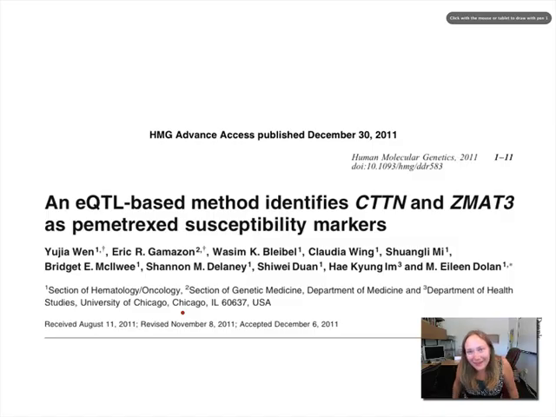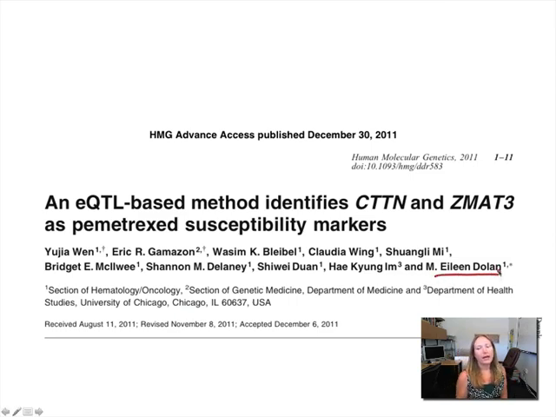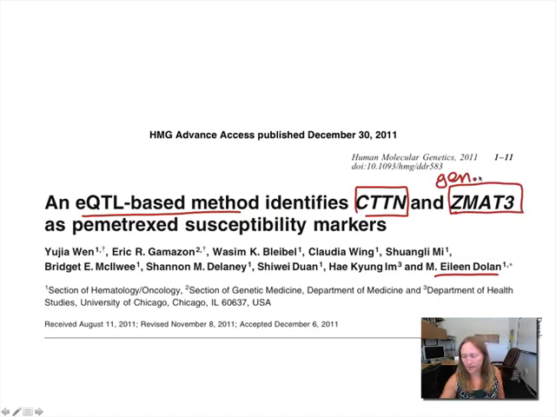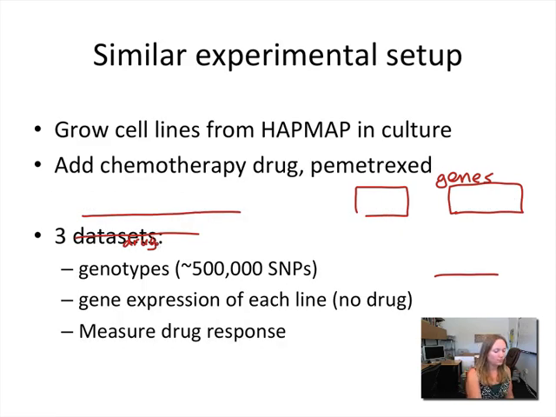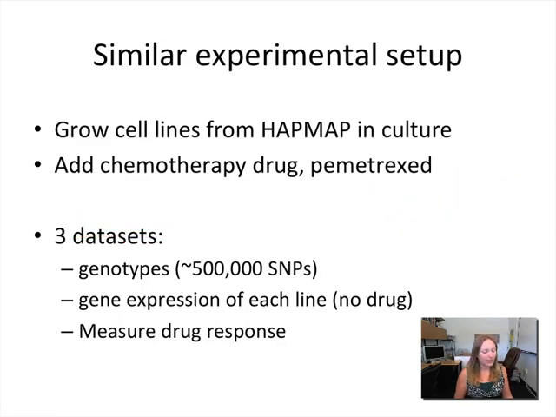Okay, here's another paper from the same group, Eileen Dolan, University of Chicago, showing that an EQTL-based approach identifies these 2 genes, CTTN and ZMAT3, as markers for susceptibility to this drug, pemetrexate. So this is a drug. The experimental setup in this paper is very, very similar to the one I just described.